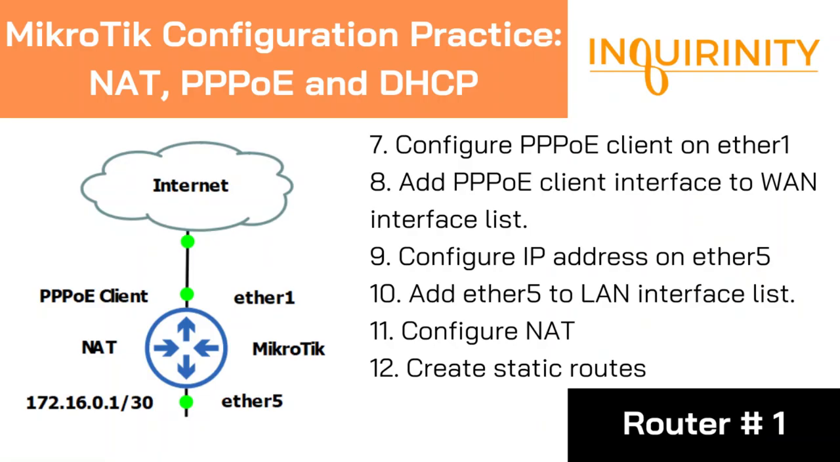Still in router number 1, we will configure the PPPoE client, check if it is authenticated and connected, add this new interface to the WAN interface list, configure the IP address on Ether5, which is the interface connected to our router number 2, and add Ether5 to the LAN interface list. We will then configure NAT and create some routes towards the local networks behind our router number 2.